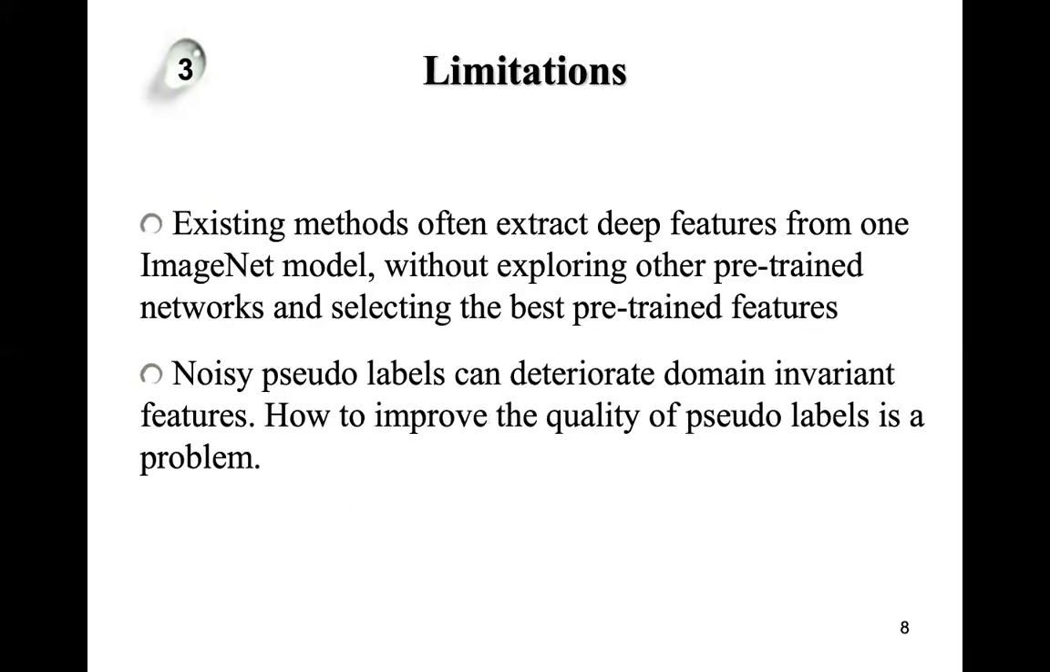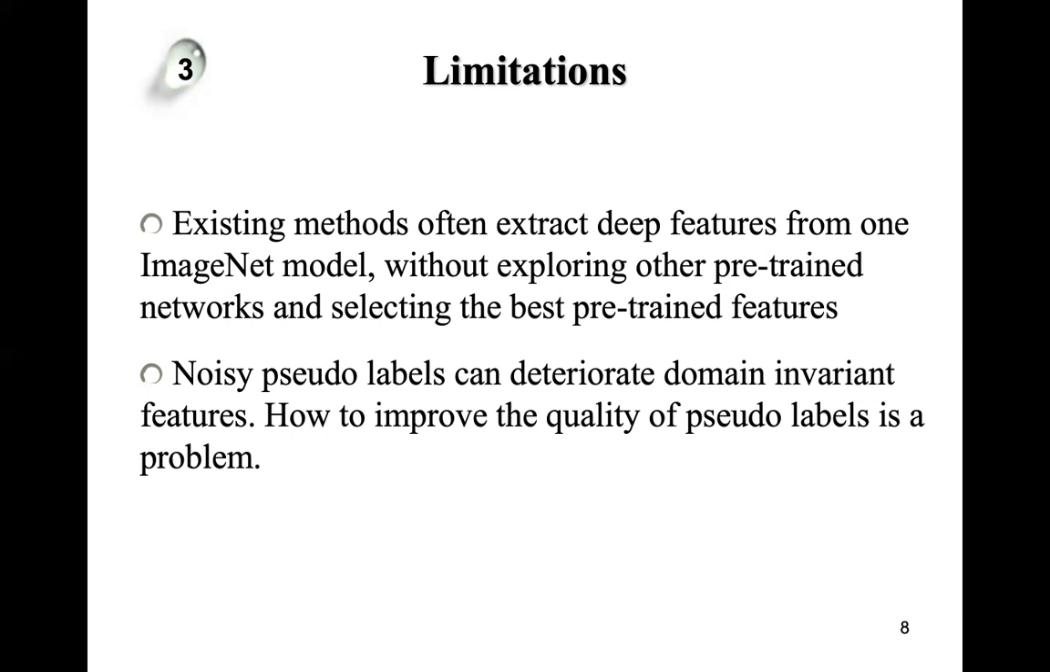For example, existing methods often extract deep features from one ImageNet model, let's say ResNet 50, and they did not explore other pre-trained networks, and also they did not select the best pre-trained features. Also, another limitation is that noisy pseudo labels can deteriorate the domain invariant features across the 2 domains. So how to improve the quality of pseudo labels is a problem.